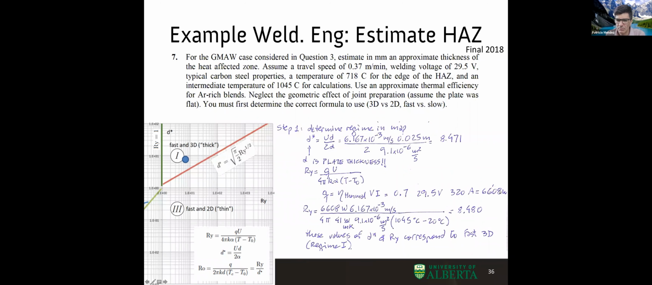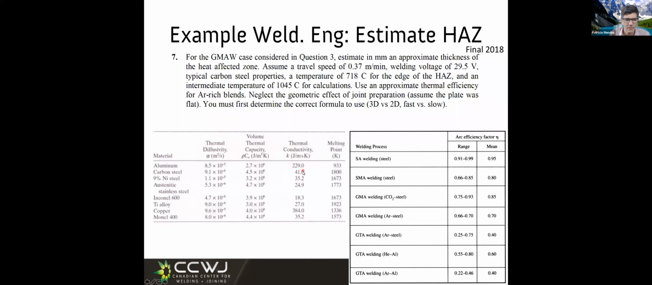And that gives us some value of Q, right? 6.6 kilowatts. I put 6.6 kilowatts times the travel speed over, you see, I have here 4 pi k alpha. Okay, 4 pi k, this is K for steel. Let's check it out. K for carbon steel, 41.